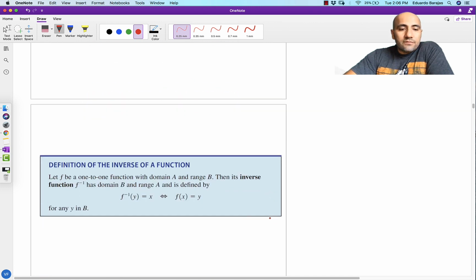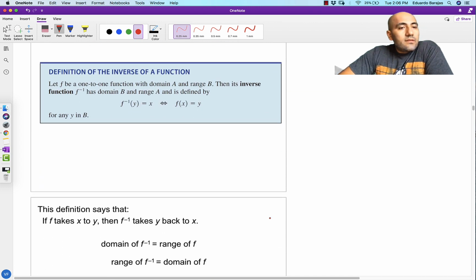Okay, the inverse of a function. So the definition: let f be a 1-to-1 function with domain A and range B, then its inverse function, and we adopt this notation right here, f with a tiny little -1 up in the exponent, has domain B and range A, and is defined this way. f inverse of y equals x if and only if, this double arrow interprets as if and only if, f of x equals y. So this is true only if this is true, and this is true only if that is true. So one demands the other, they depend on each other. Both of them must be true.